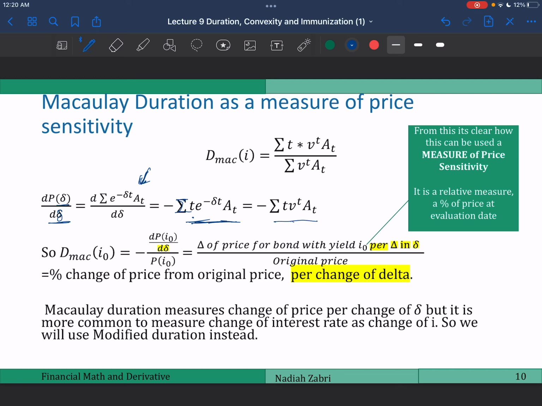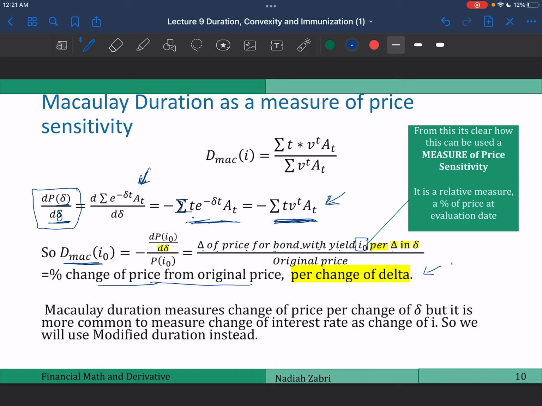If we notice, this looks familiar, right? This is basically the numerator of the Macaulay duration. So the numerator of Macaulay duration is the differentiation of the price function with respect to delta. So the Macaulay duration is simply the percentage change of price from the original price per change of delta.